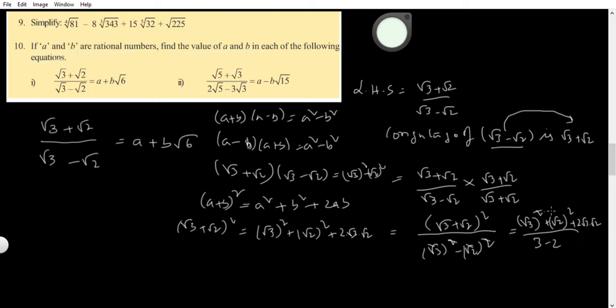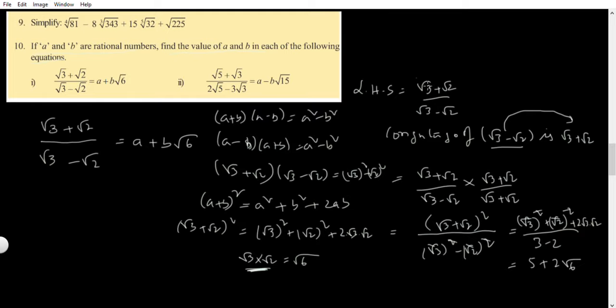Now square and square root get cancelled. 3 plus 2 is 5, plus 2 times root 3 into root 2. Root 3 into root 2 is nothing but the square root of 2 threes, that is root 6, because these two are same order irrationals. So I will write it down here, root 6.